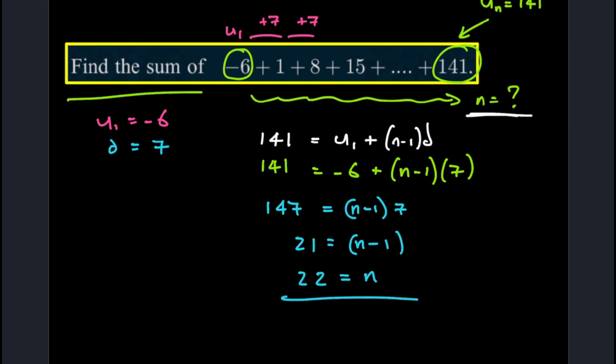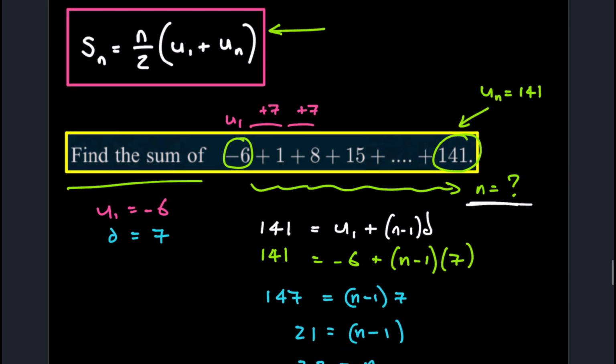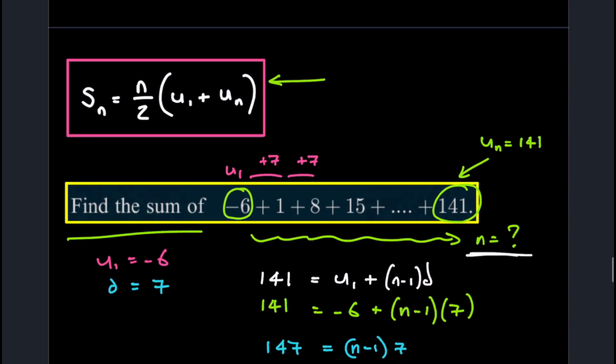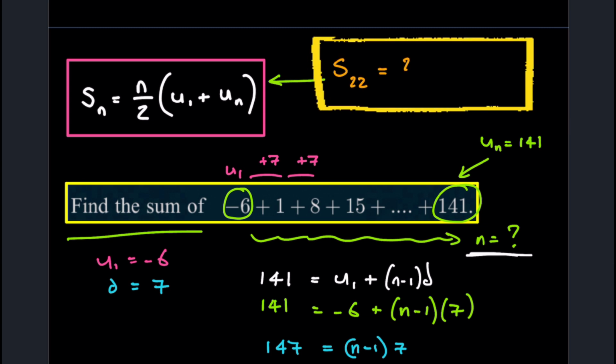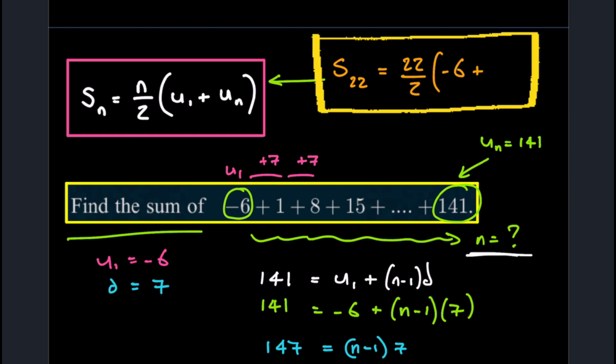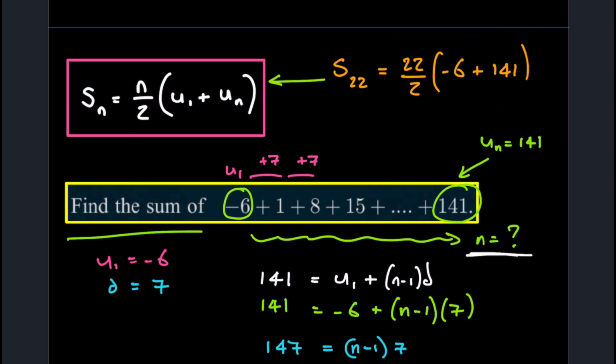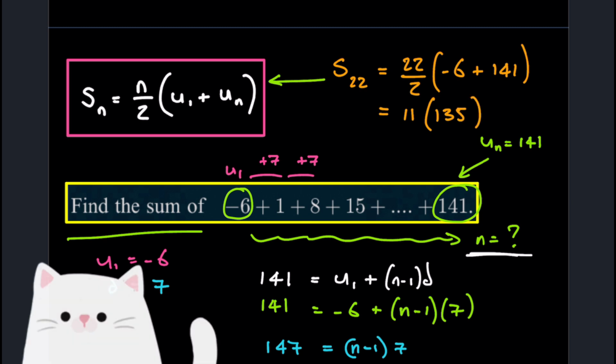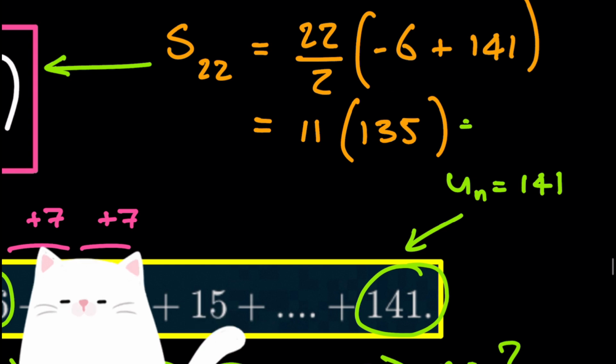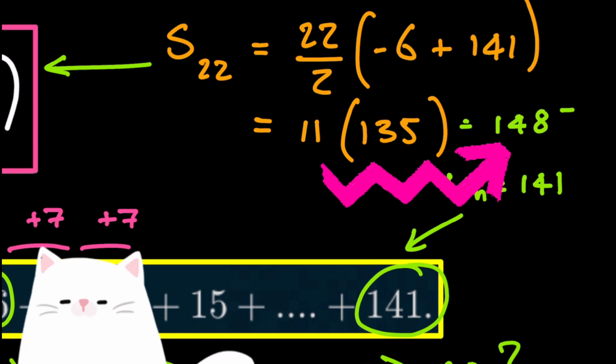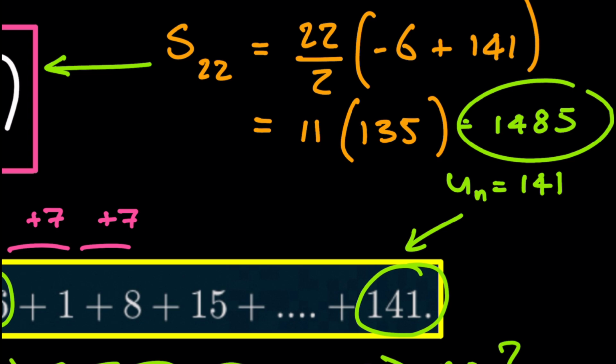22 is equal to n. So the number of terms in the sequence is 22. Now, we can just go back up and use that result in the formula. So the sum of 22 terms is equal to 22 over 2, and the first term of the sequence was -6, and the last term of the sequence is 141. That'll be 11 times 135, and just quickly punching that into my calculator, I will get a result of 1,485, and that is the end of that particular question.